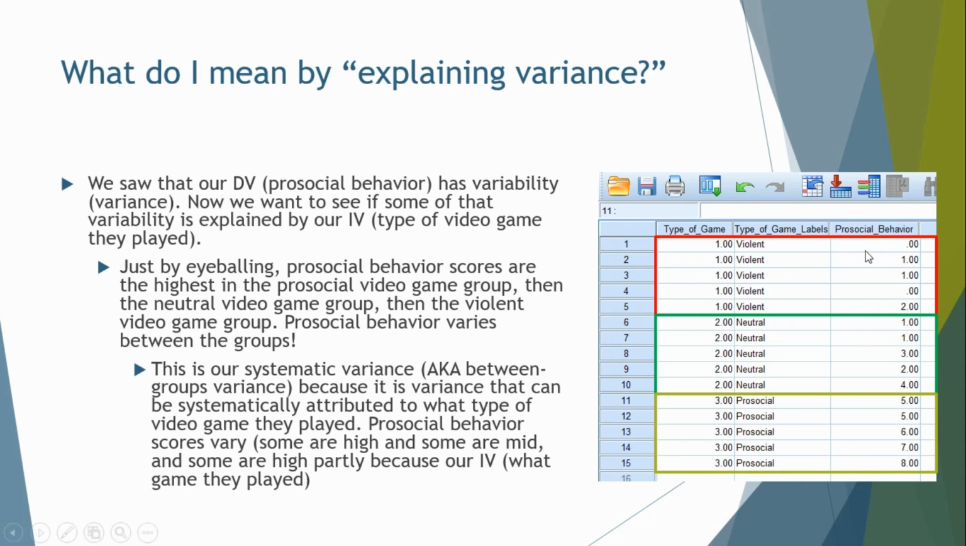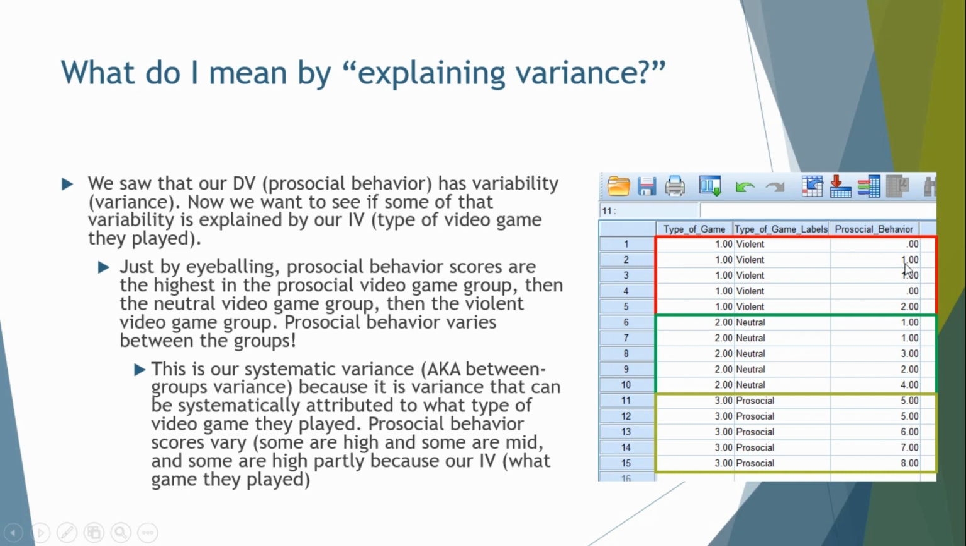So if you look here, prosocial behavior is our actual DV in this example, okay? And then you have the IV, which was what video game they played. Well, look at our prosocial behavior. We have variability in these scores. Some are low, some are high, some are kind of in the middle, right? All right, so there's variability in this DV. We want to be able to explain some of that variability in that DV.